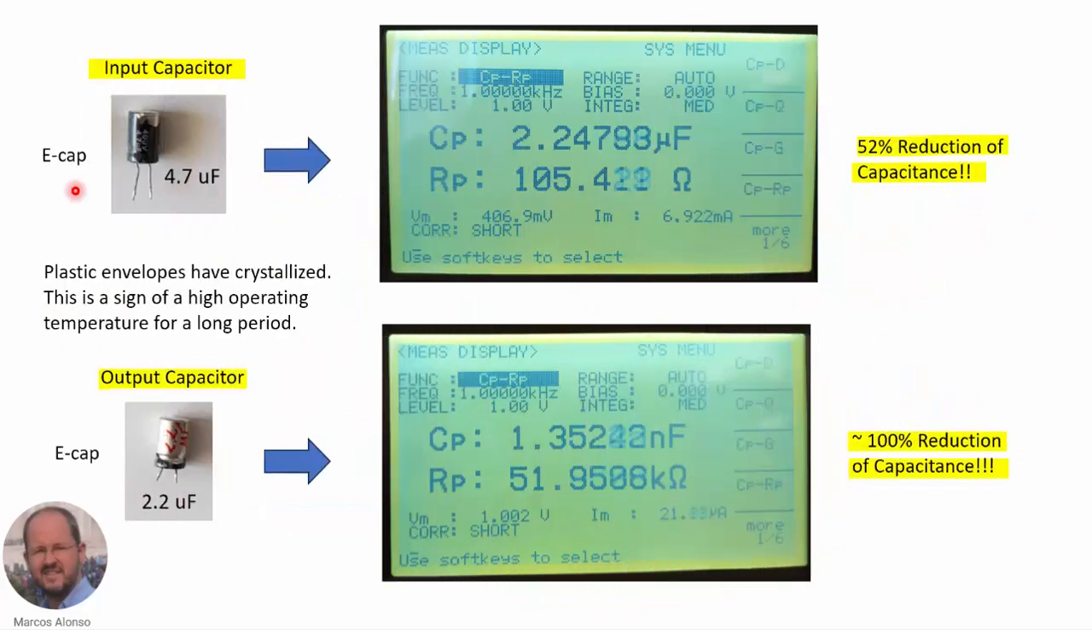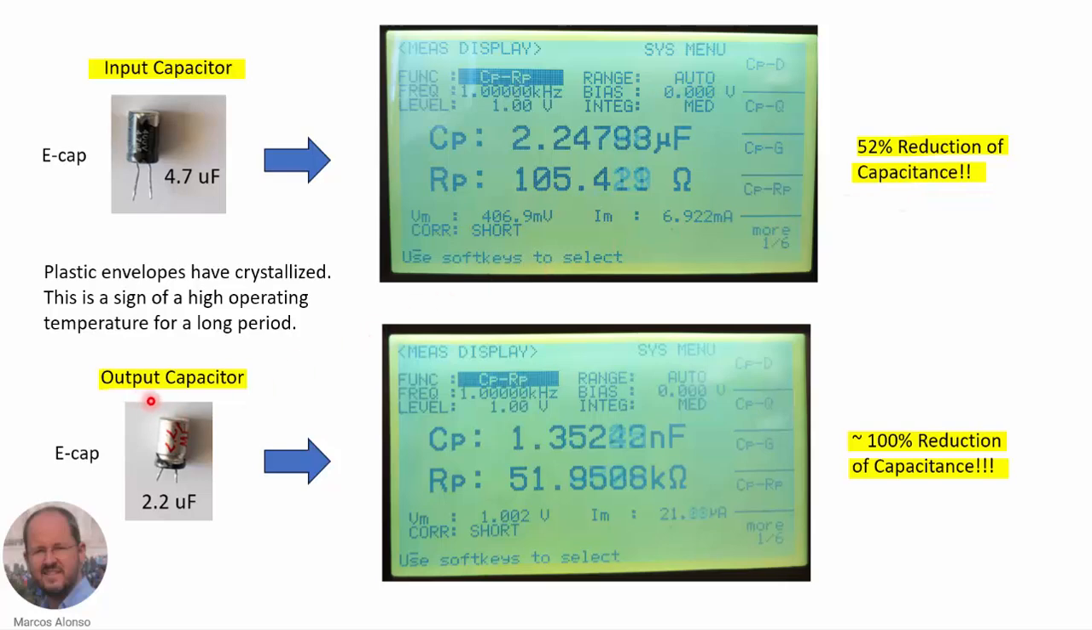The first thing that we have done to analyze the state of the LED bulb was to measure the value of the capacitors. So here we have the input capacitor. It has in principle a value of 4.7 microfarads. We took this capacitor and connected it to the impedance analyzer, and we measured a capacitance of 2.25 microfarads. So we can see that it is true that the value of the capacitor decreased due to the aging of the capacitor.